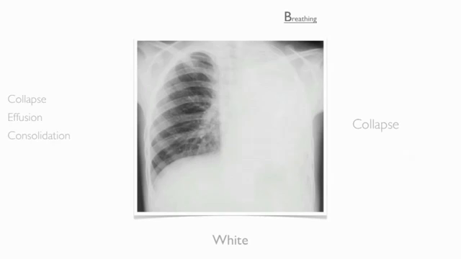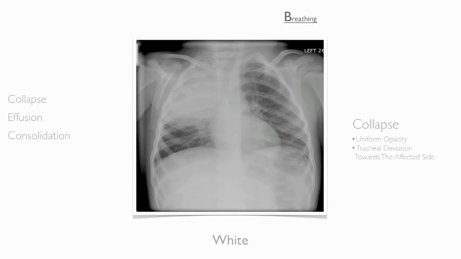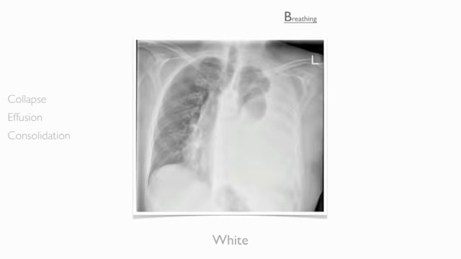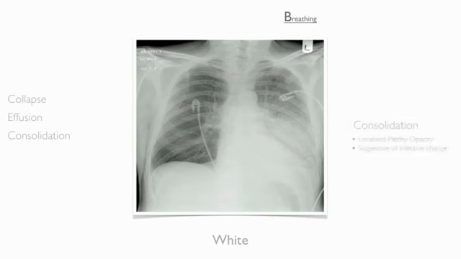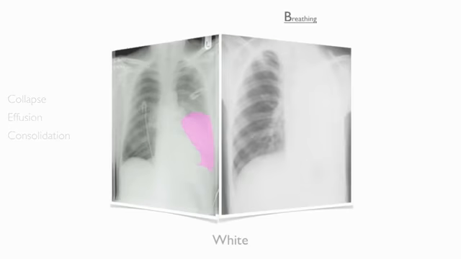Collapse presents with uniform opacity and tracheal deviation towards the affected side. Note, however, that tracheal deviation does not always occur. In this image showing right upper lobe collapse, there is no tracheal deviation. Effusion. Effusion presents with uniform opacity and tracheal deviation pushed away from the affected side. Consolidation presents as localized patchy opacity with air bronchograms.